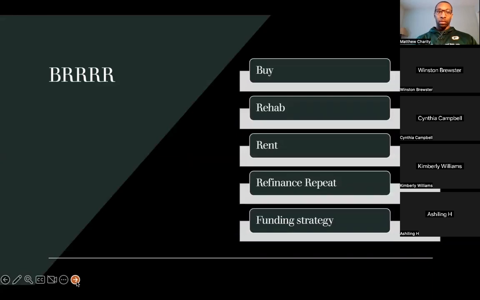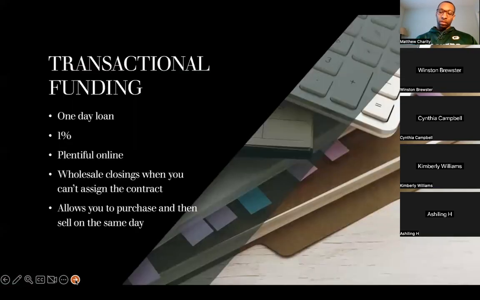BRRRR, this stands for buy, rehab, rent, refinance, and repeat. It's a funding strategy. Buy a property, you fix it up, you rent it out, then you go refinance it and pull all your money out of it, and then you repeat that. So you just keep going and going, and each time you pull your money out, and then you have the funds to buy another property. And that is the BRRRR method of investing.